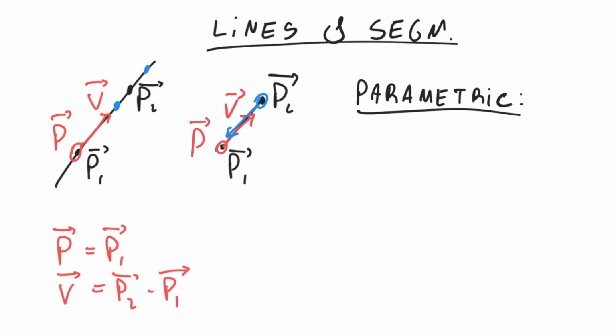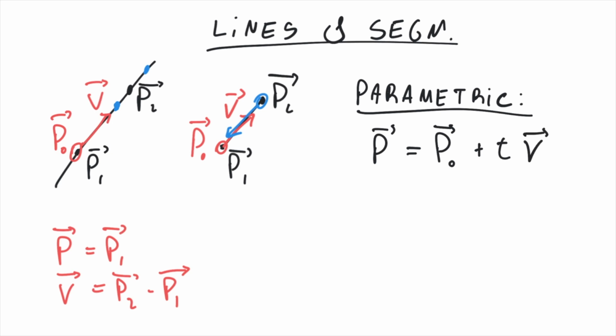So the parametric representation of either a line or a segment is such that a point P in that line or segment is represented as P0. So here, let me call these points P0 so that we don't confuse them with an arbitrary point on the line or the segment. So in the parametric representation, you have the start point plus the parameter t times the vector.